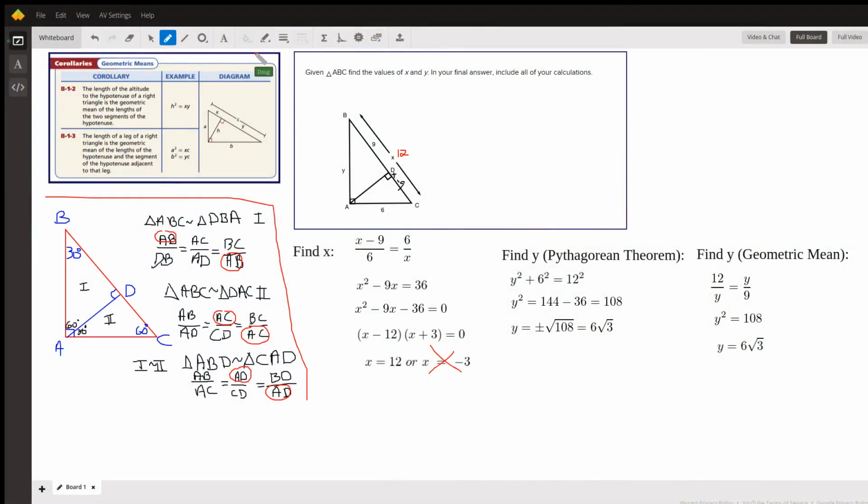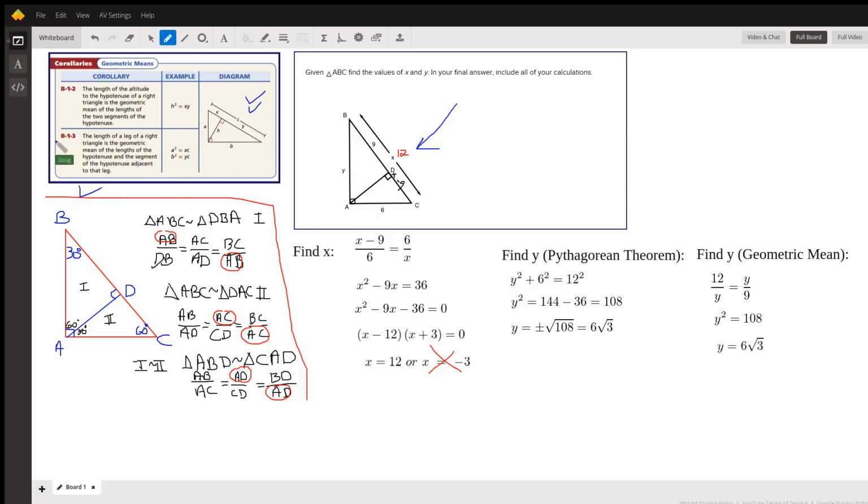Okay, this is the problem that was posted right here, where you're supposed to find x and y given that you had a big right triangle ABC with an altitude drawn from the right angle perpendicular to the hypotenuse. And we're using these two corollaries. It turns out that there's 3 pairs of similar triangles created when you do this, and we'll talk about how you identify them after we look at this problem.